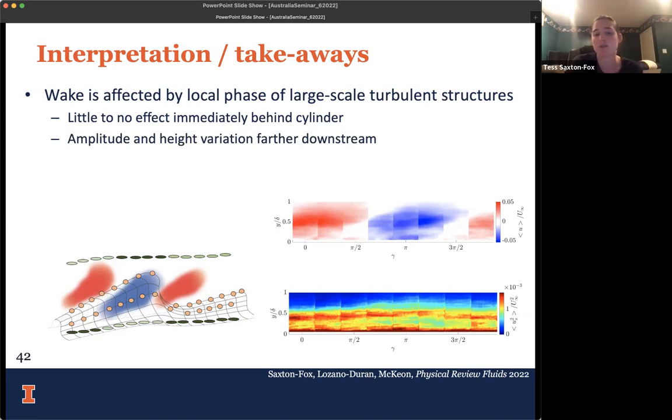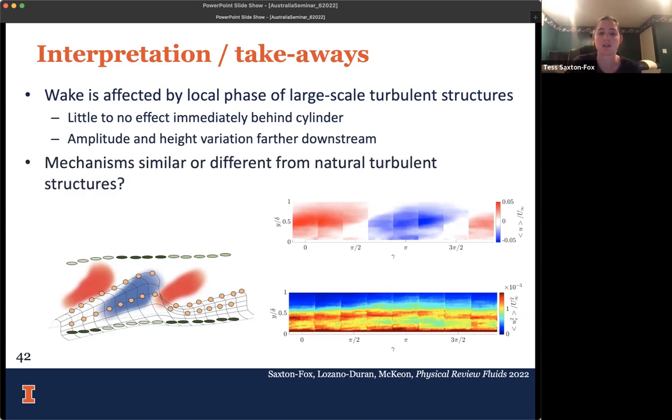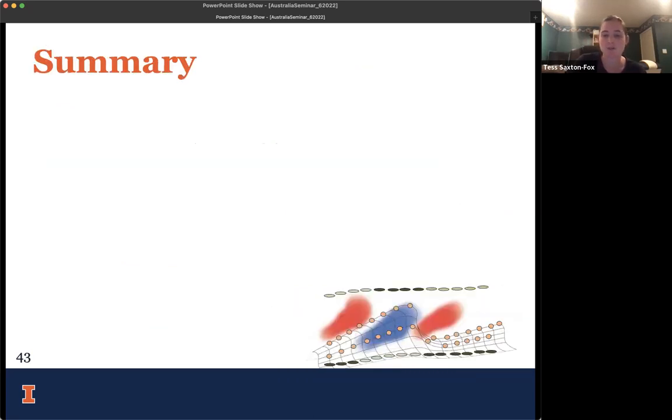But we do see both amplitude and height variation farther downstream, and it's a function of what the large-scale structure is and where the small scales are sitting. And then there's questions about whether these are going to be similar or different mechanisms from natural turbulent structures, but I'm hopeful that we'll be able to learn a lot using vortex tracking on it. That's just one of the next steps we're going to do, is starting to really track individual vortices and understand what happens to them more directly to try to understand what's going on here. I'm going to summarize and then just have one future work slide and we can start chatting.